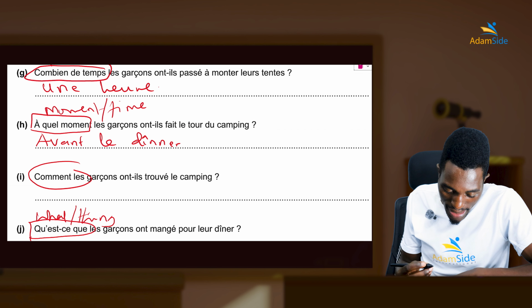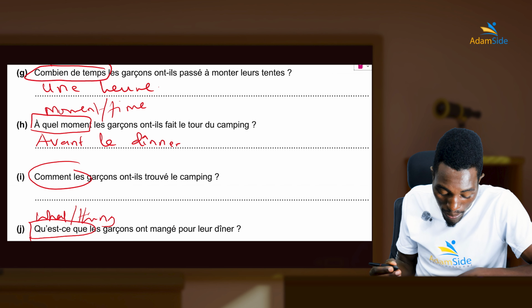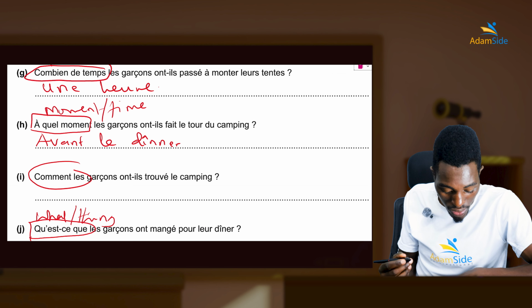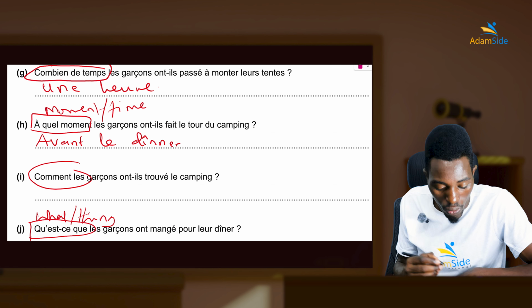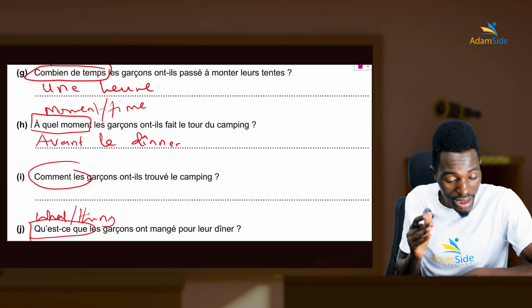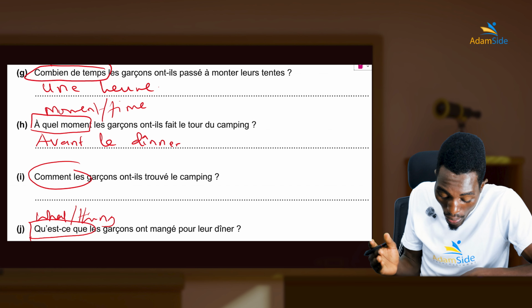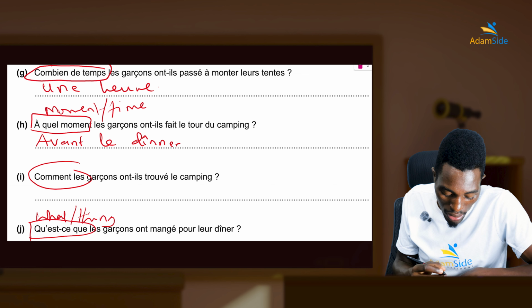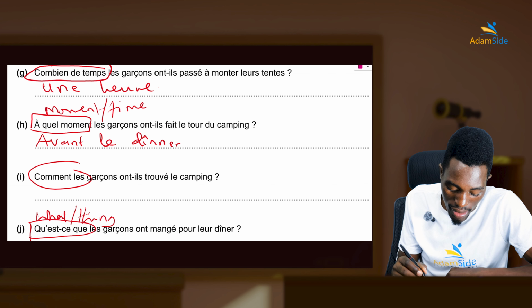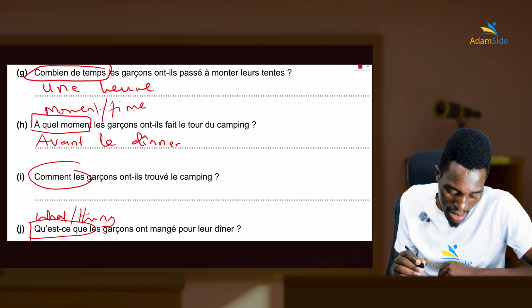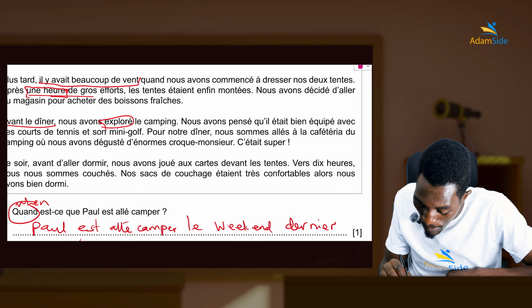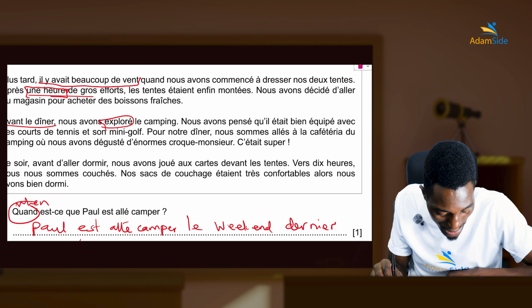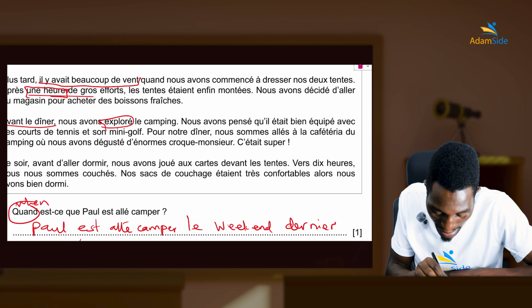Then, comment les garçons ont-ils trouvé le camping? How did they see the camping? Was it bad? Was it good? So we expect that answer. I think that a condition explains how the boys see the camping. So if I get back to the text, I will get an answer. Let's go to the text. Nous avons pensé qu'il était bien équipé avec ses cours de tennis et son mini-golf.